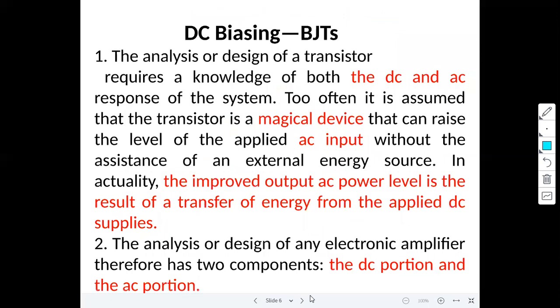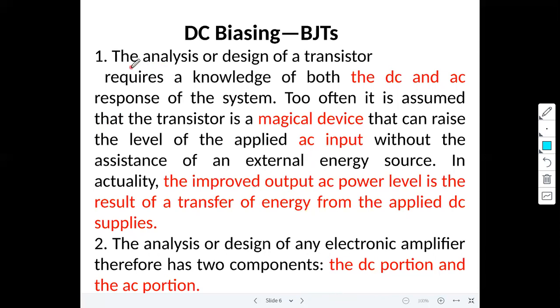Now coming to the biasing concepts here. Now we enter into the fourth unit, DC biasing. Different authors and different textbooks explain the concept in different ways. Finally the goal is the same, only the analysis is different.